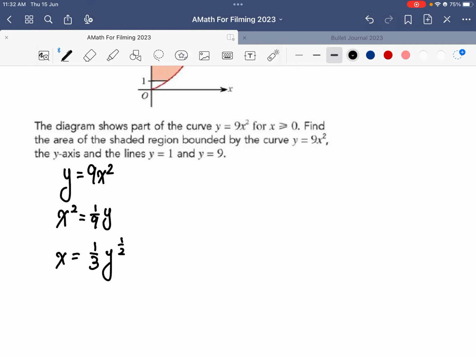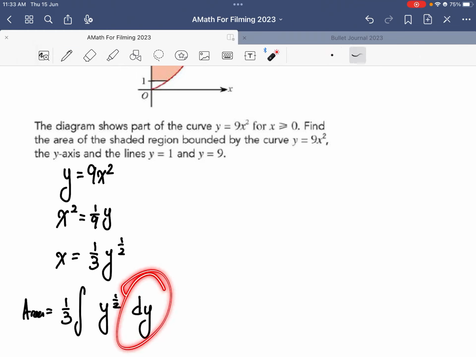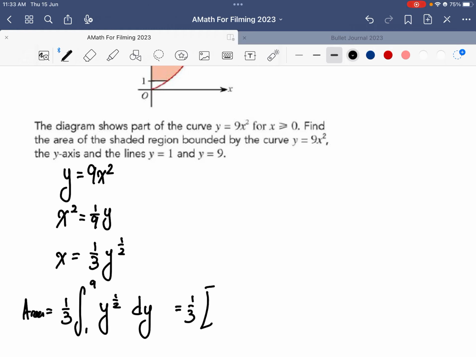Now, if I want to find that area, what I'll do is area equals the integral of 1/3 y to the power of half. So I just factorize out the 1/3 as a constant. So y to the power of half with respect to y. Let me just highlight this again. And the limits are 1 to 9. So the integration is the exact same thing.